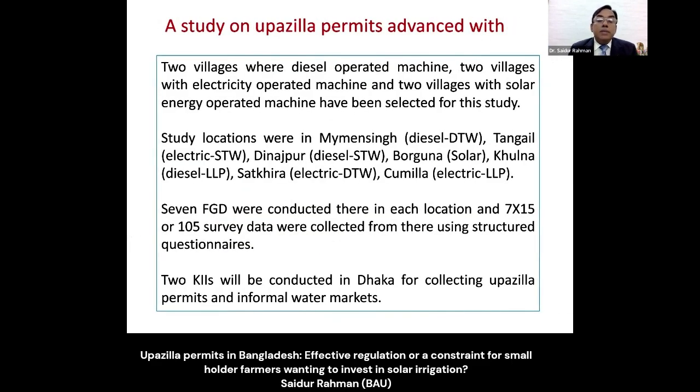So I already mentioned a small grant was there to study 6 villages in Bangladesh, so that we can address diesel operated machine, electricity operated machine, as well as solar operated machine. We selected 7 Upazila, and from every Upazila, we took 2 villages. I can show it in the next figure, please.